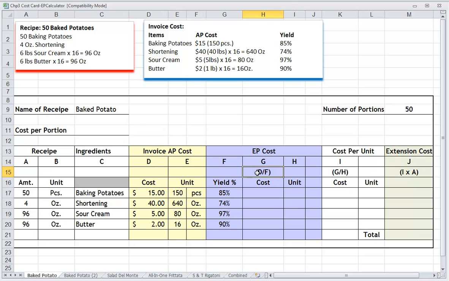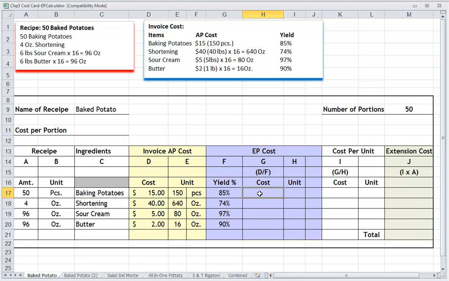And in this cell I included a little cheat sheet, a formula for you to calculate the edible portion cost. That formula is D divided by F, where D is the cost and F is the yield. Anytime you're dividing by a percentage, you need to divide by a decimal. So 85% is going to be 0.85.